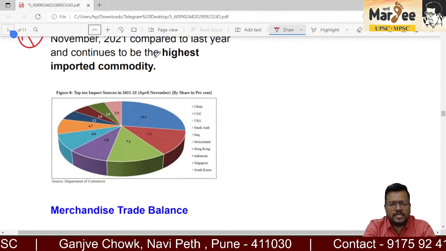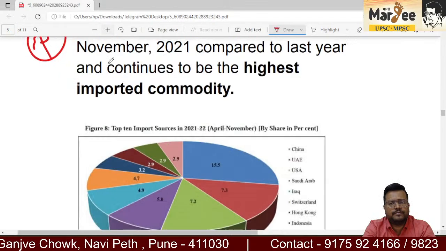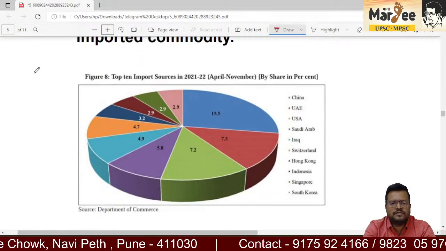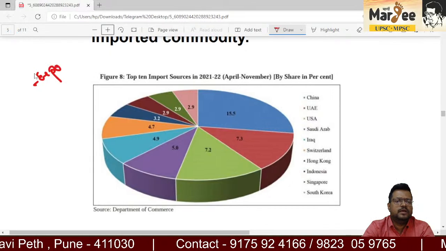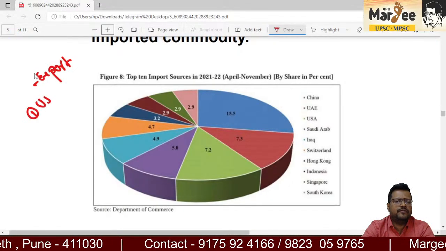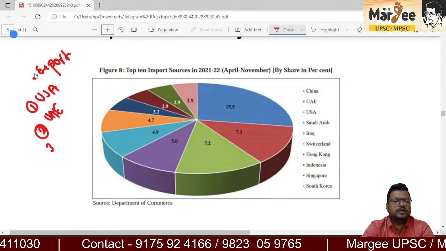We will see the top 10 importing nations in the context of India. We have seen the top 10 exporting countries in the context of India, and we have seen that USA is first, second is UAE, and third is China.